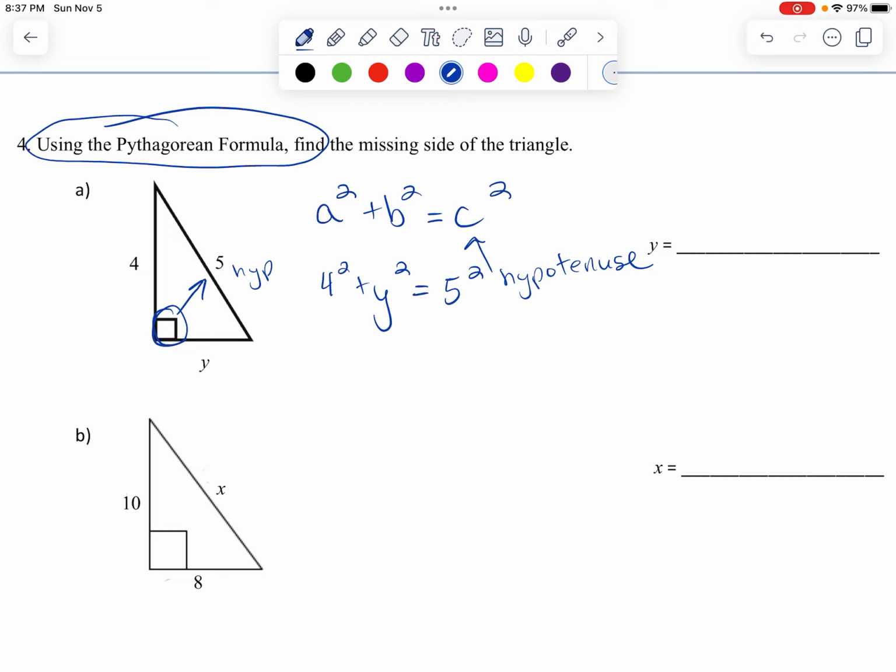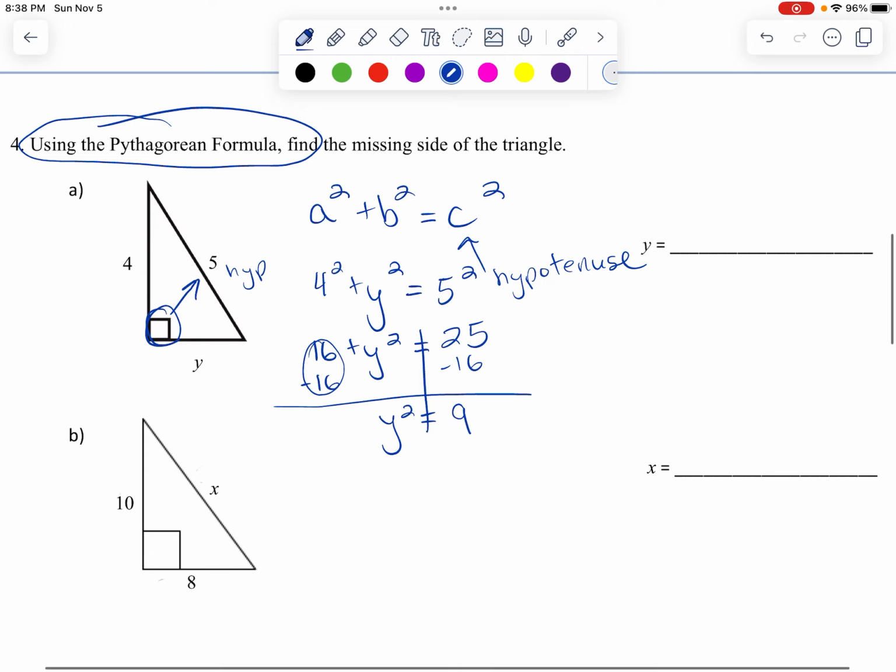So now what we're going to do is evaluate the squared before we add. So 4 squared is 16 plus y squared equals 25. So now what we want to do is get the y squared by itself. So we're going to subtract 16 from both sides. Now we have y squared equals 25 minus 16, which is 9.